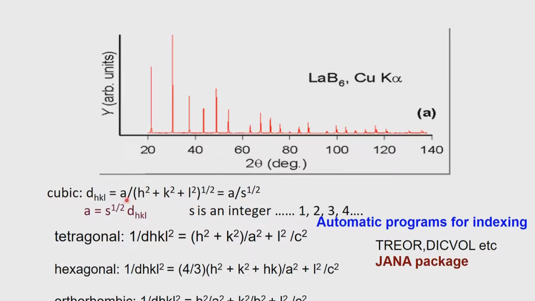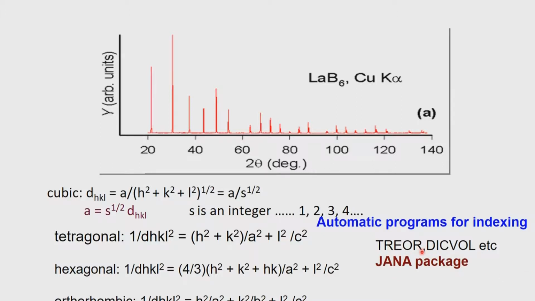The cell dimensions can be determined once we have HKL and d of HKL available to us, and it varies from various systems: cubic, tetragonal, hexagonal, orthorhombic and so on. Most of this indexing is done through automatic programs which are available in free domain space.